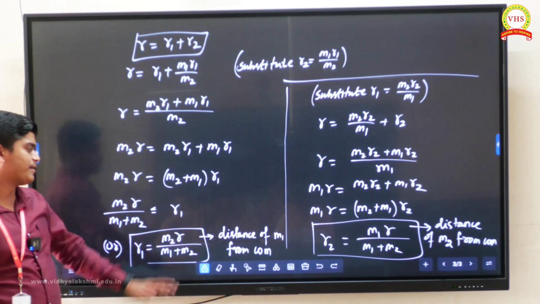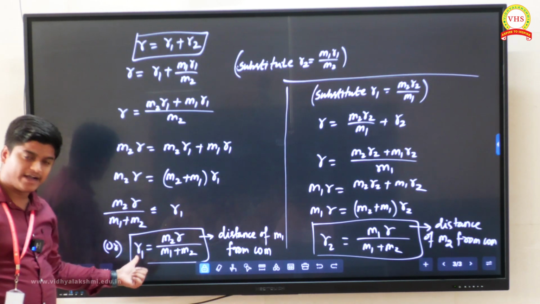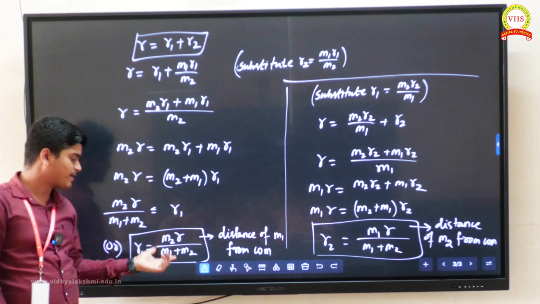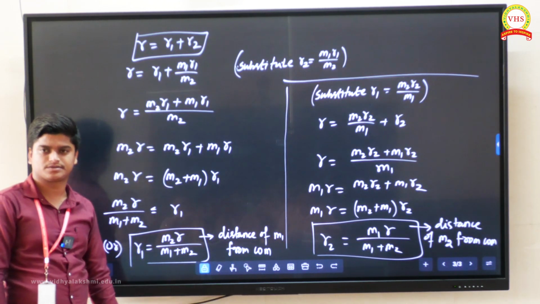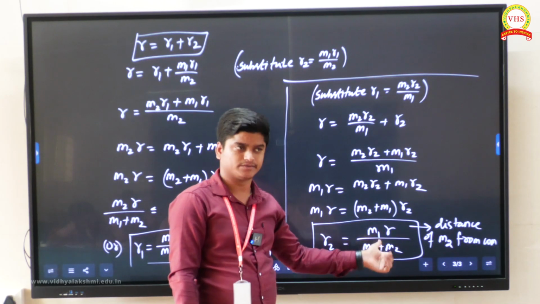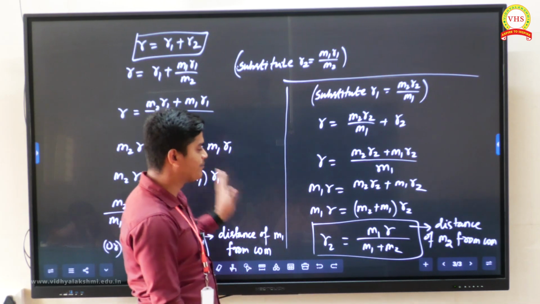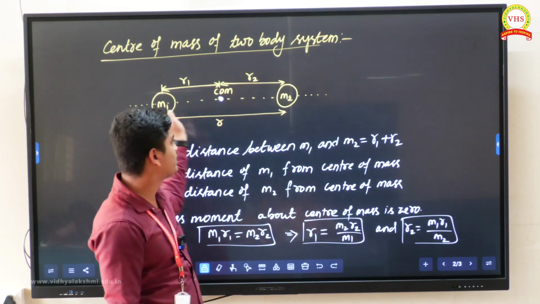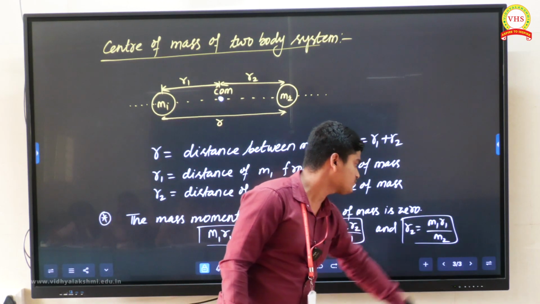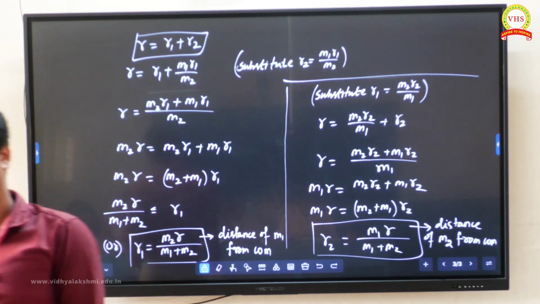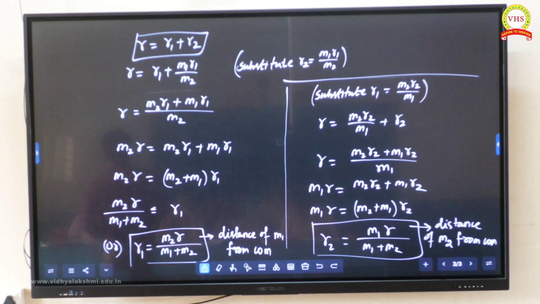So directly remember, if you want to find R1, take the second mass multiplied with the total distance between them, divided by the addition of both masses. If you want to find R2, then first mass into R. Remember, left side I kept as M1 and right side as M2, so that you remember and find accordingly. So we'll do some questions. First you check this, whether you are able to understand the calculation.